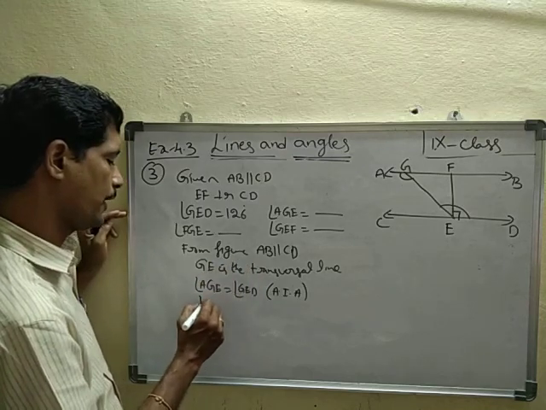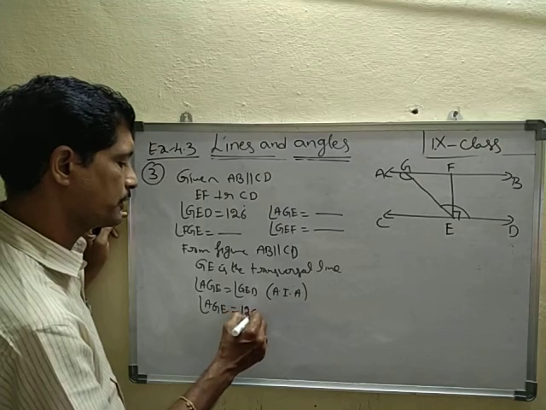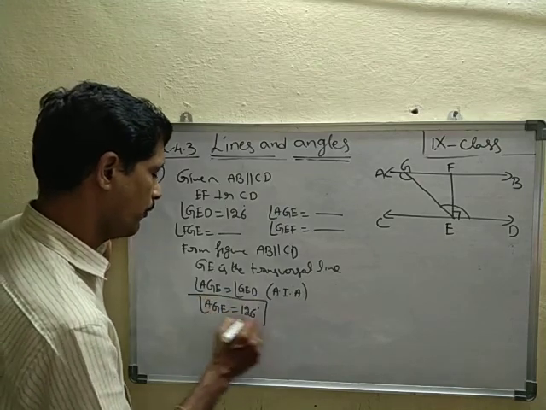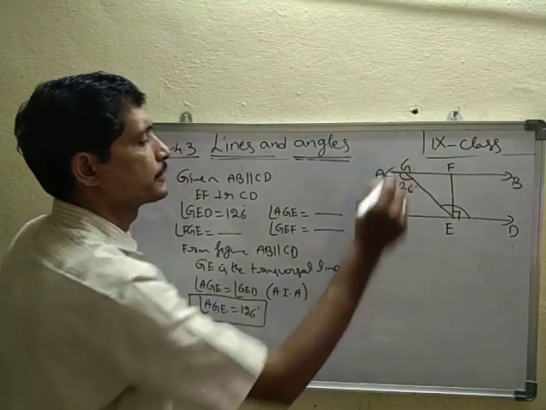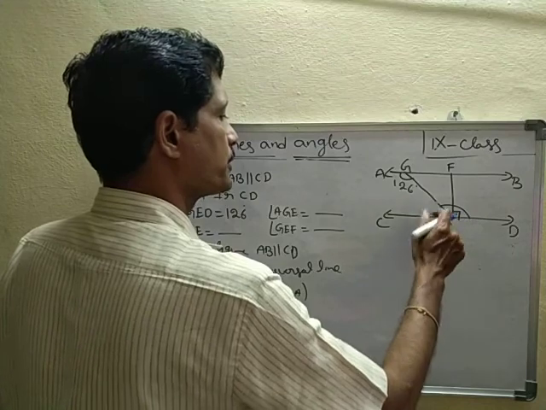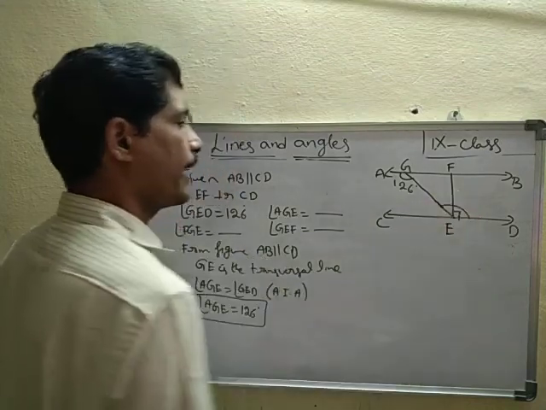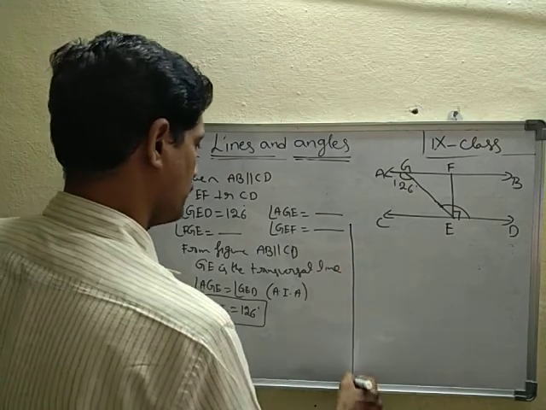Therefore, angle AGE equal to GED equal to 126 degrees is given. This is also 126 degrees. This is 126 degrees. Next one here. This total angle equal to 126 means therefore this angle is a 90.